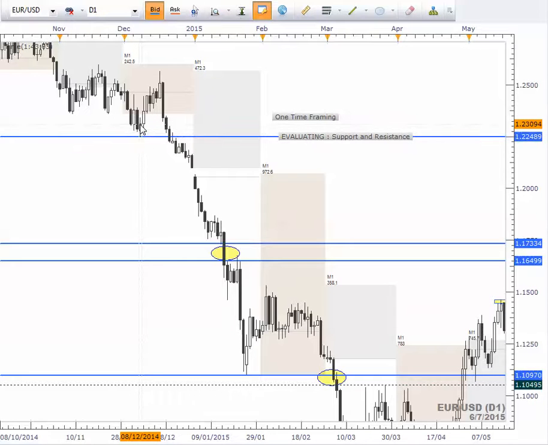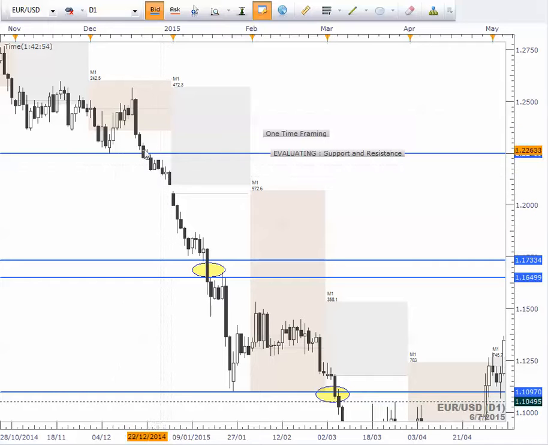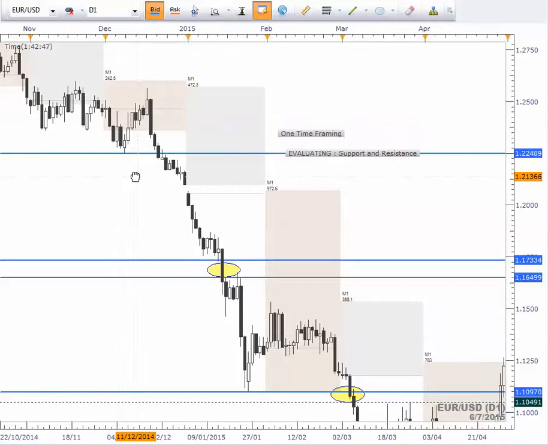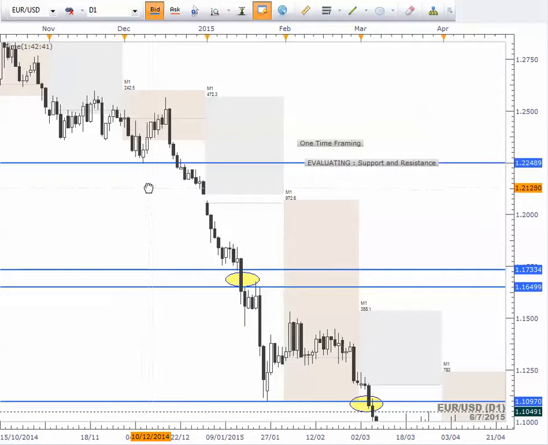And then this day closed up. The following day they continued buying. The following day they continued buying. The following day there was a struggle between buyers and sellers because the day closed down, but we continued to one time frame. What does one time framing mean? It means that either the low or the high is not being taken out from the previous period.